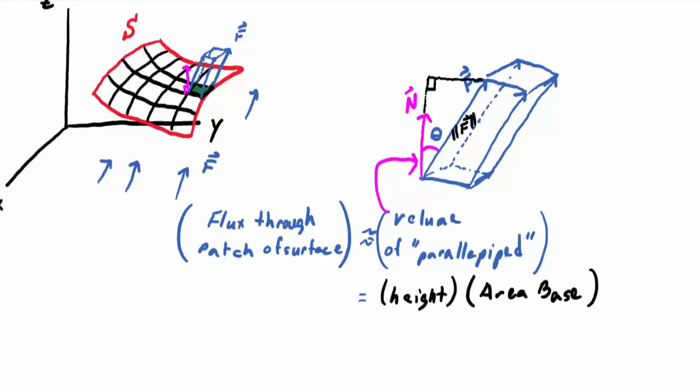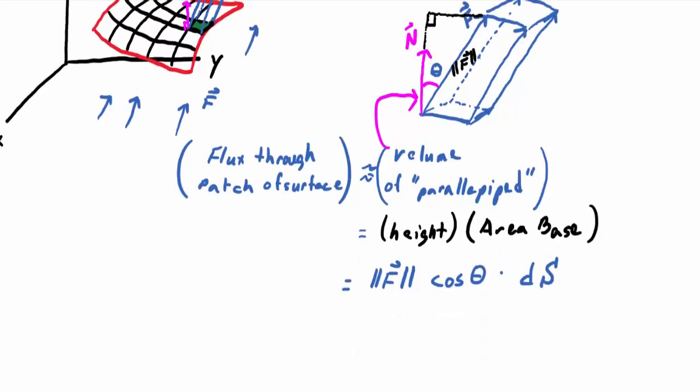And then we can get the height by using simple trigonometry. What would the height be? It would be the magnitude of F times, well, this angle is the adjacent angle, right? So cosine theta. And then the area of the base is dS. Okay, now we're almost there.